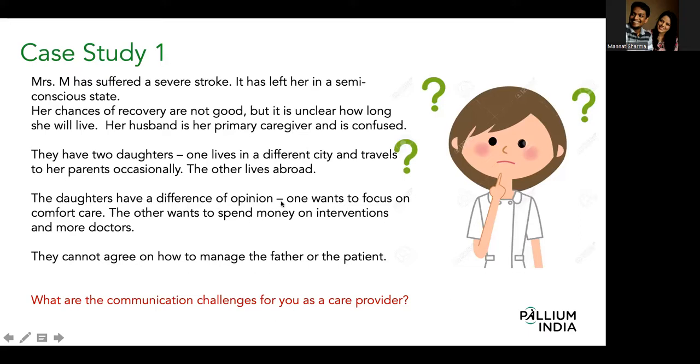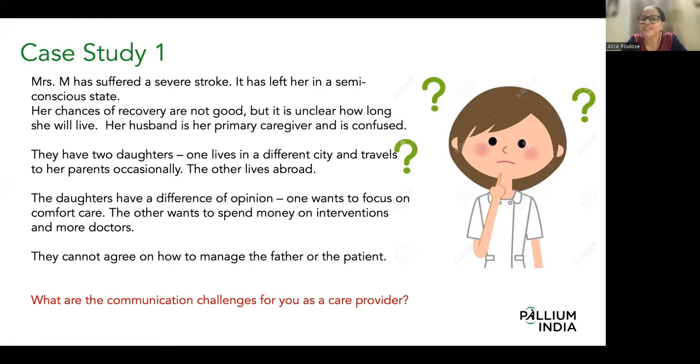So if I am the treating person, I think I'll be more focused on what the primary caregiver has to decide for the patient. And since the patient is in a semi-conscious state, she cannot speak for herself. So we have to think about the primary caregiver. I think I'll be more focused on the primary caregiver instead of the two people who are yet to decide what to do. Okay, wonderful. Thank you. I see Alice also. Alice, you've unmuted.